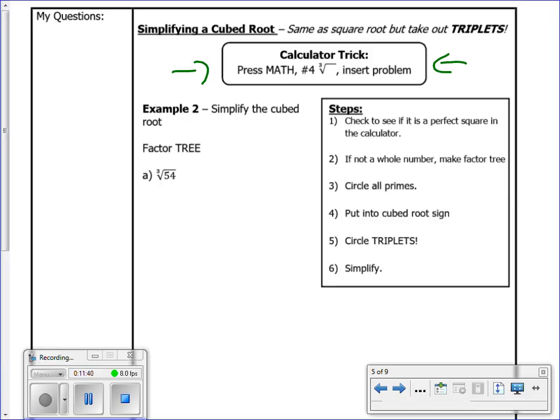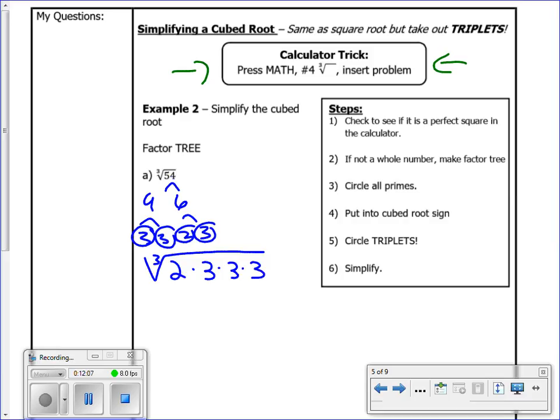Now, when we look at letter A, the steps, they check to see if it's a perfect cube. It is not a perfect cube, so that means I have to make my factor tree. So I'm going to break down 54. 9 times 6, 3 times 3, 2 times 3. I'm still circling my primes, and I'm still putting them back inside my cubed root this time. So we have 2 times 3 times 3 times 3.